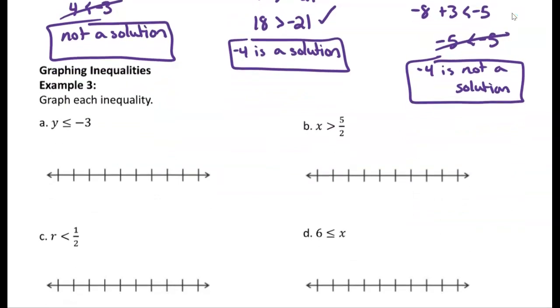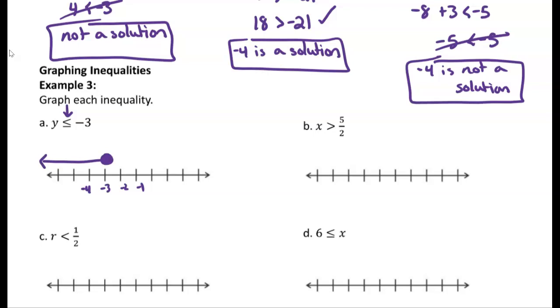Okay, in terms of graphing, we have this symbol right here, the less than or equal to symbol. So that tells me we need a closed circle. On our number line, I'm just going to put a few numbers here. At negative 3, it's a closed circle. And where it is less than or equal to, numbers get less as you go to the left.